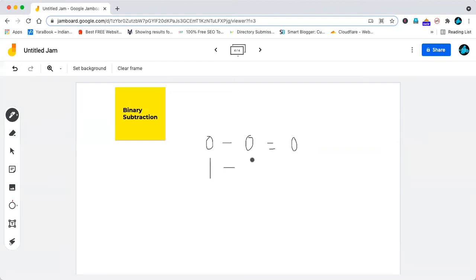1 minus 0 equals 1. Okay. Now, third one, 1 minus 1 equals 0. And last one, 0 minus 1 equals 1. Okay, this is the table. What we have to keep in mind: 0 minus 0 equals 0, 1 minus 0 equals 1, 1 minus 1 equals 0, 0 minus 1 equals 1.